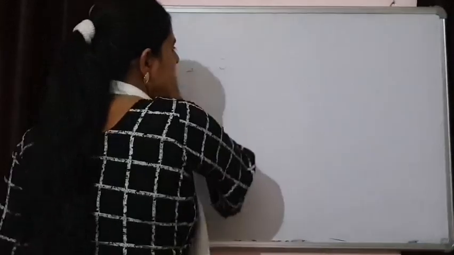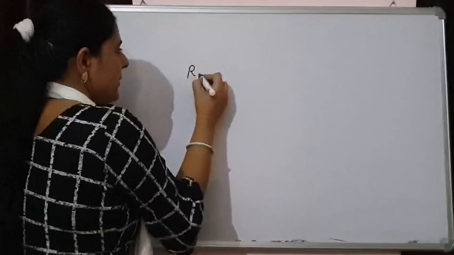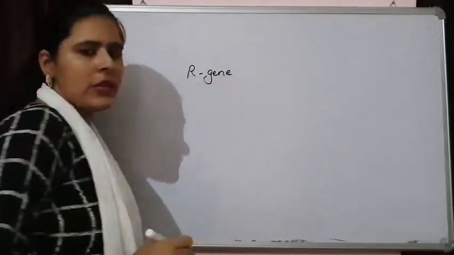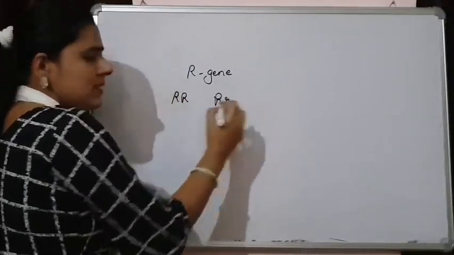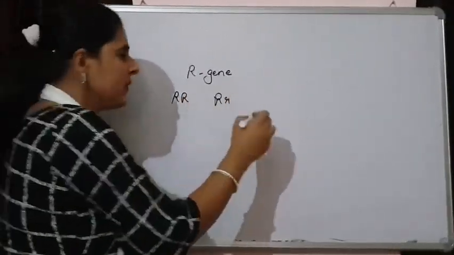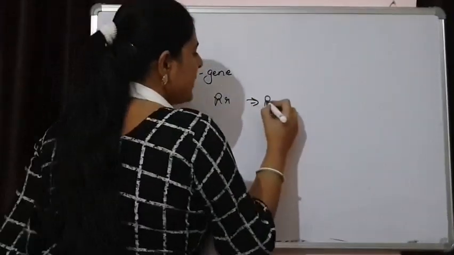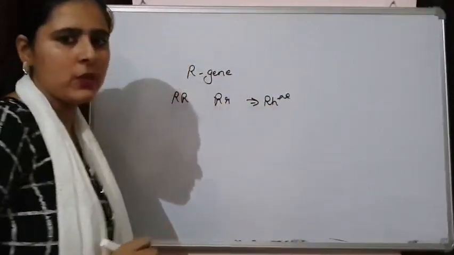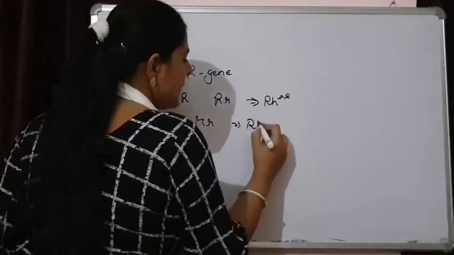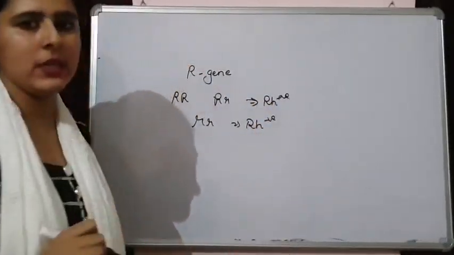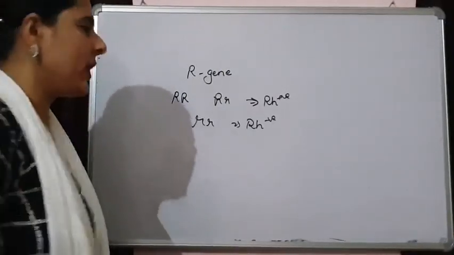If we talk about the Rh factor also, that is also a dominant factor. So the R gene is responsible for the Rh factor. That means in both homozygous and heterozygous conditions, it is going to express itself. If the individual has either of these genotypes, the individual will be Rh positive. And if this situation is present, this is the genotype, then the individual is Rh negative. This is how the genotype of Rh blood group is found out.